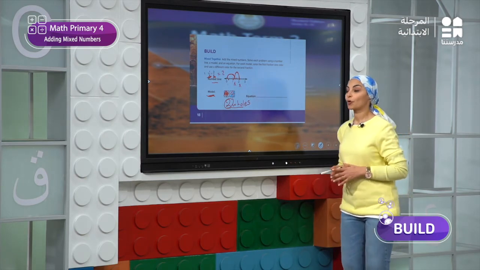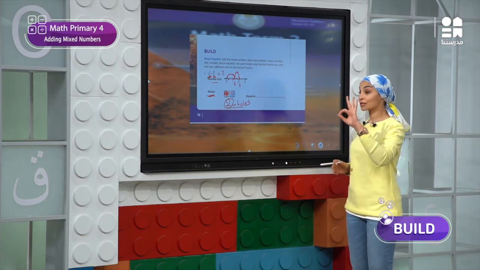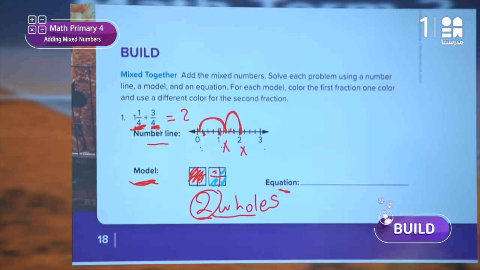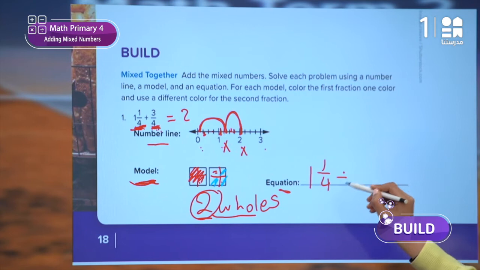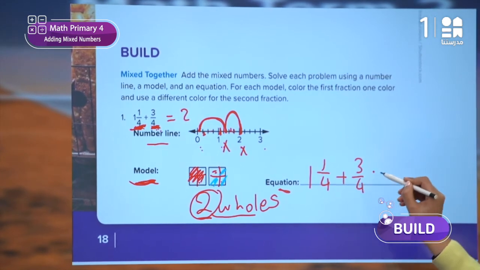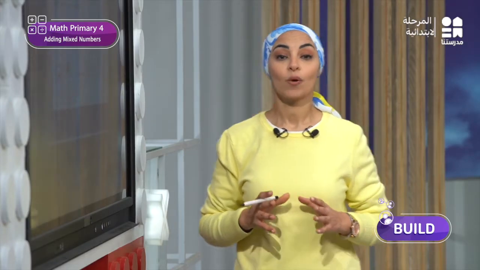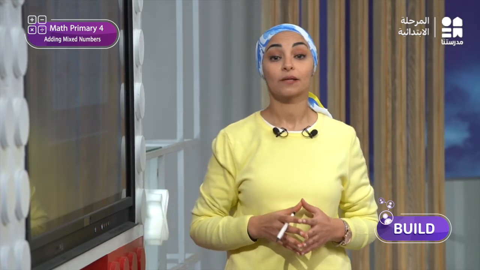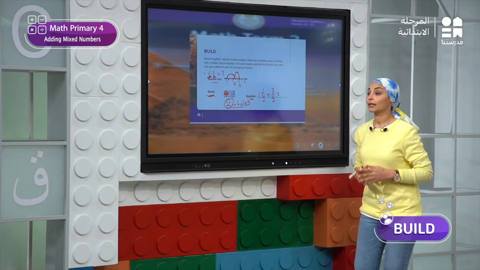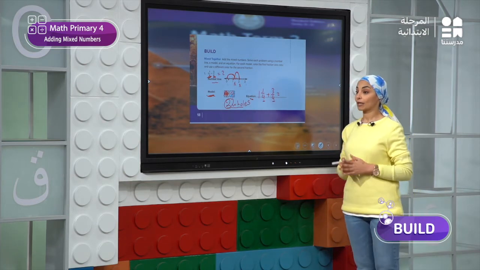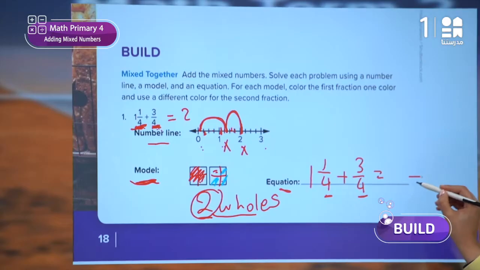Now we will write the problem. Let's write the problem using the third strategy, which is the equation. I will write 1 and 1 over 4 plus 3 quarters like an equation. So what is the first thing I will do? I will add the fractions, 1 over 4 plus 3 over 4. We agreed that the denominator I will keep as it is. So I have the denominator 4.